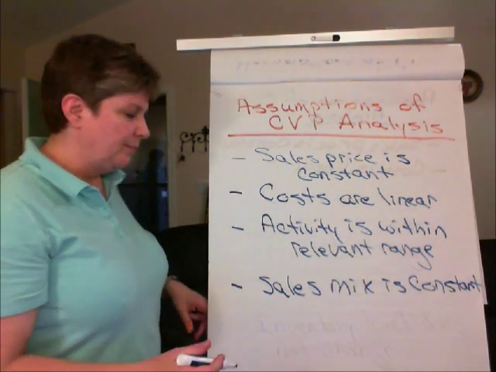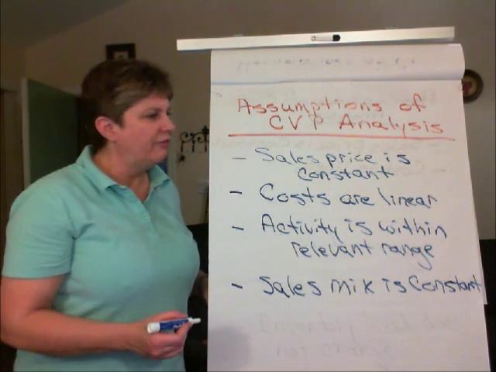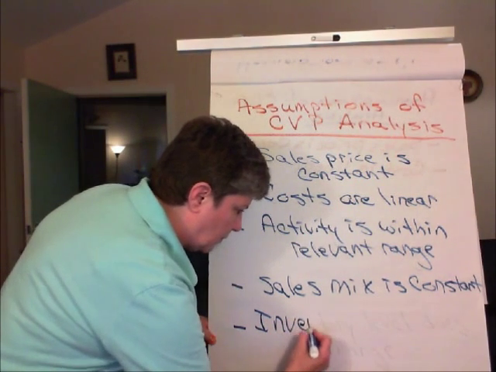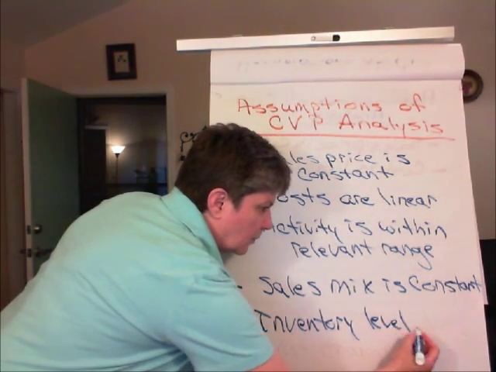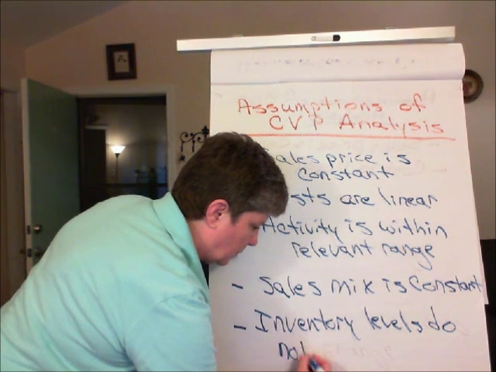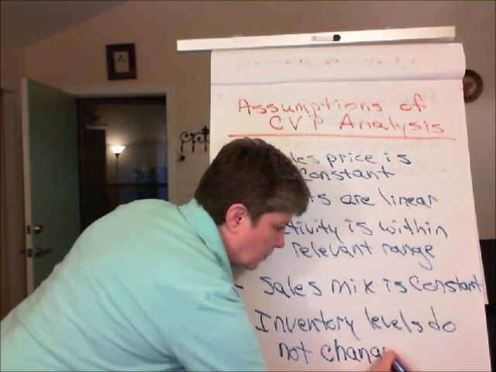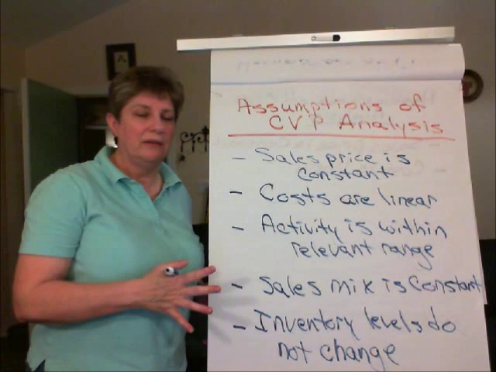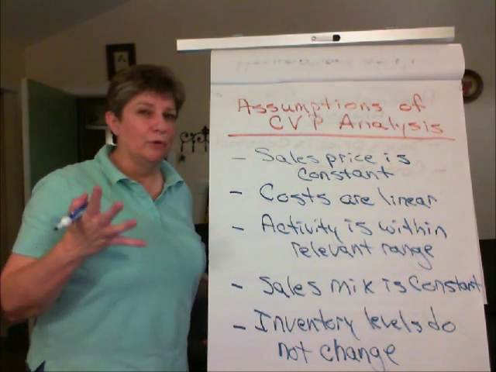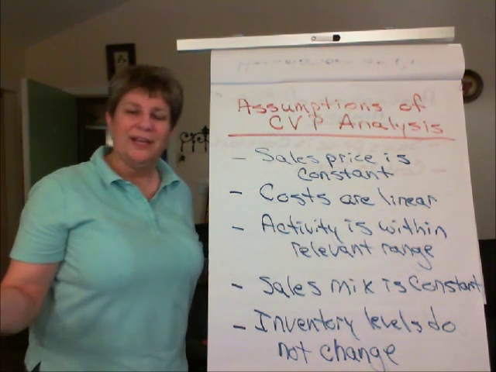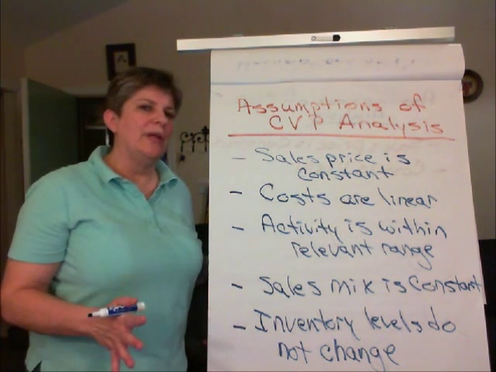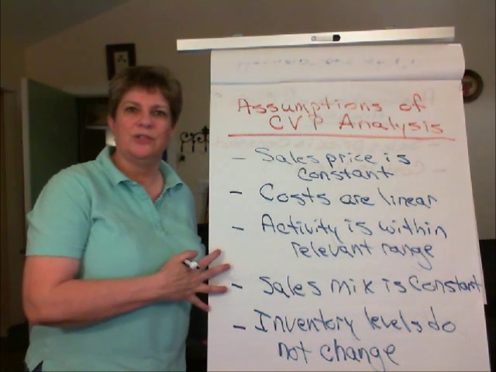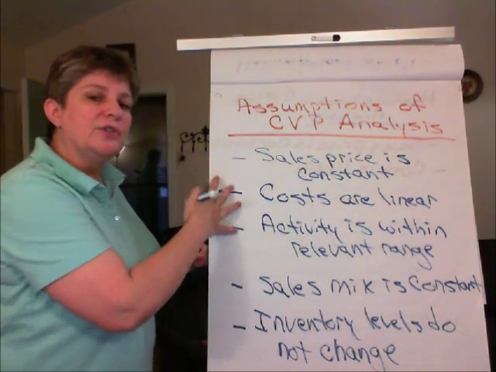And then the final assumption, for a merchandiser in particular, but also for a manufacturer, is that inventory levels do not change. Now, since some of our fixed costs may also be product costs, those fixed product costs attach to the inventory. And we'll learn in a later chapter that if inventory levels change, then part of that fixed cost gets deferred. In other words, it does not show up on the income statement as an expense. So if inventory levels change, then again, our profits will be impacted by something other than true changes in activity, true changes in sales volume. So these again are simplifying assumptions.